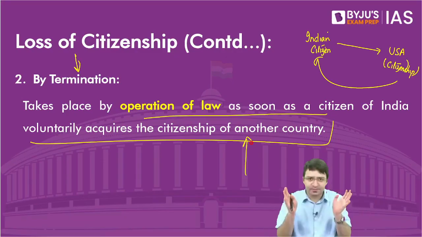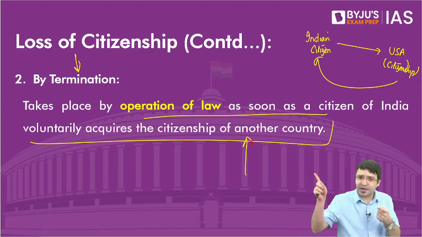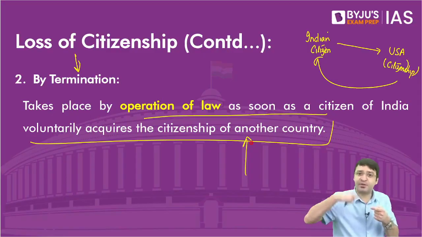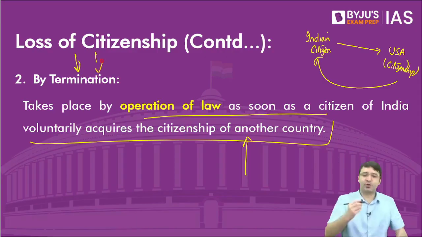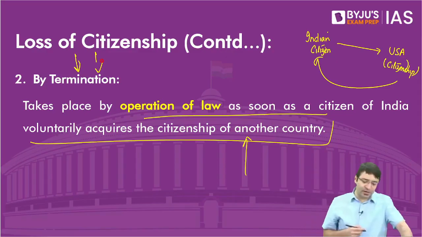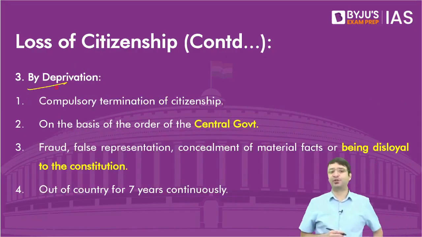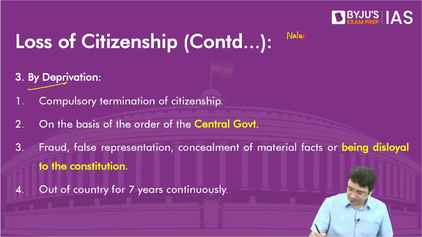I have renounced it. Second is by termination, which means you have acquired the citizenship of another country without giving up, without renouncing your Indian citizenship. Government comes to know, the government will terminate your citizenship. That is termination. And the third way by which one can lose citizenship is by deprivation. What is deprivation? For example, here we have a citizen who has become an Indian citizen through naturalization or registration.